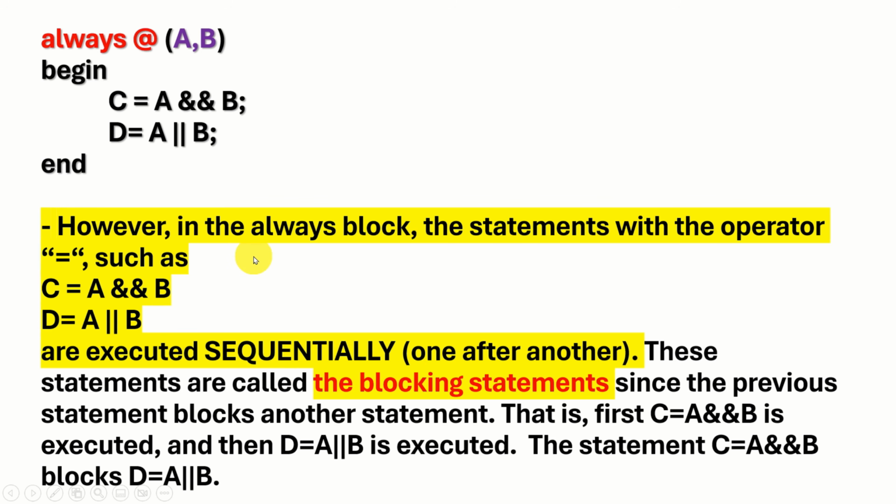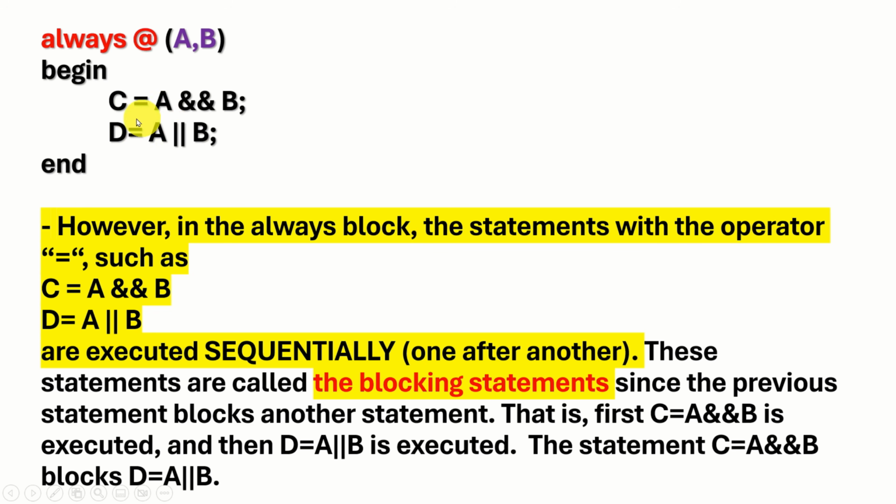However, in the always block, the statements with the equality operator, such as these two statements, are executed sequentially, that is, one after another. These statements are actually called blocking statements, since the previous statement blocks the subsequent statement. That is, in this case, the statement C is equal to A and B is executed. Then, after this statement is executed, the second statement, that is, D is equal to A or B, is executed.